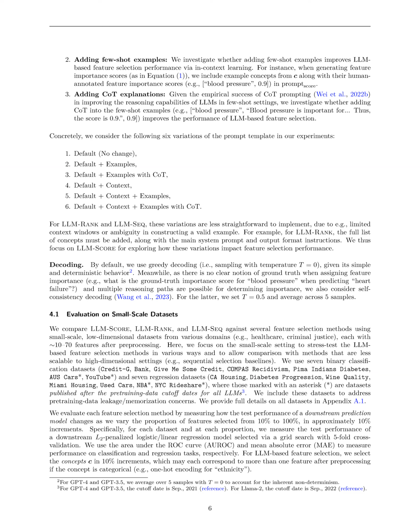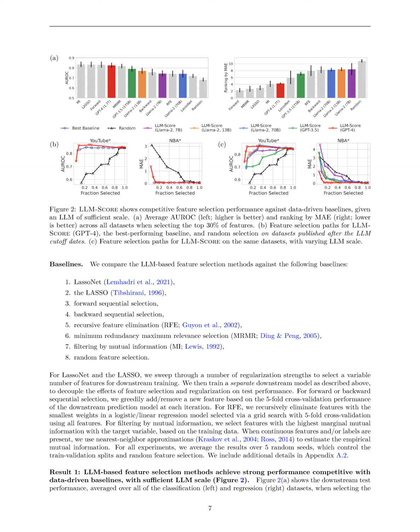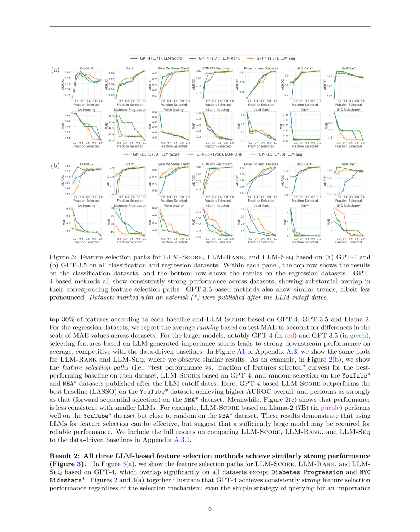for regression tasks. The LLM-based feature selection methods were compared against baselines such as LASSO-Net, LASSO, forward and backward sequential selection, recursive feature elimination, RFE, minimum redundancy maximum relevance selection, MRMR, filtering by mutual information, and random feature selection. The results were averaged over 5 random seeds to ensure robustness and reliability of the findings.